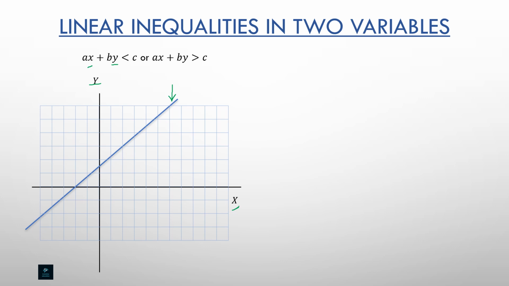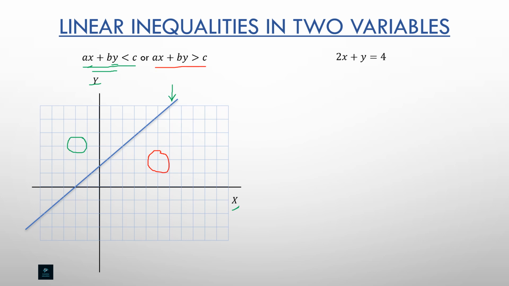Depending on the values of a, b, and c, one side of the line may represent one inequality, that is, it may represent ax plus by less than c, and another side may represent the inequality ax plus by greater than c.